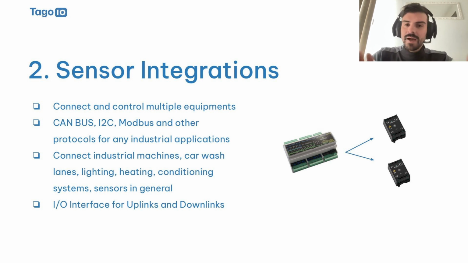Basically, you need a device that can act as a bridge between the protocol and the device. For example, you can use a CAN bus controller to connect a car wash lane to a CAN bus network. You can use an RS485 converter to connect a temperature sensor to an RS485 network, and use, for example, an I2C expander to connect multiple switches in the I2C network.